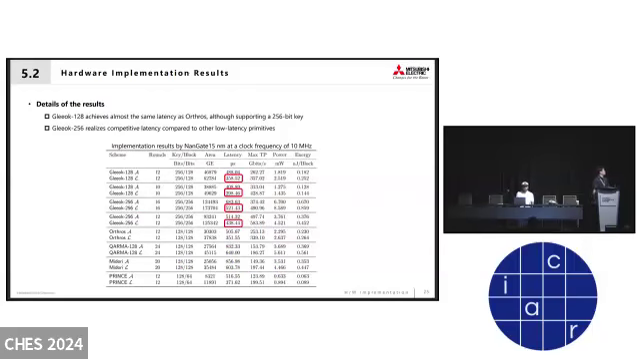So these are the details of the result. As you can see in this table, Greyhawk 128 offers good security. Greyhawk 128 achieves almost the same latency as Orthros. And Greyhawk 256 realizes competitive latency compared to the other low latency primitives, even though it supports 256-bit keys.